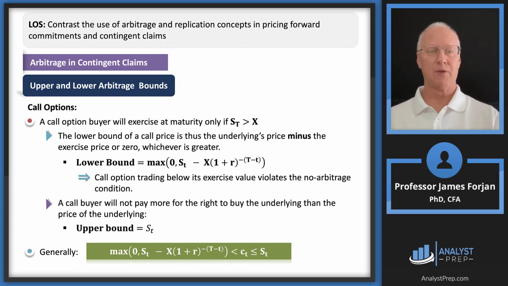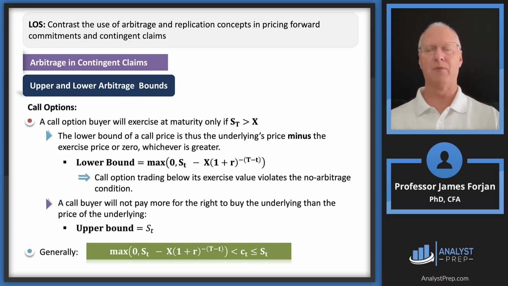Remember that the call option will be exercised at expiration only if the stock price is greater than the exercise price. So that lower bound has to be the underlying price. So there's the S sub T minus the present value of the exercise price, right? There's that minus X times 1 plus R that we did before. So that upper bound is going to be S sub T.